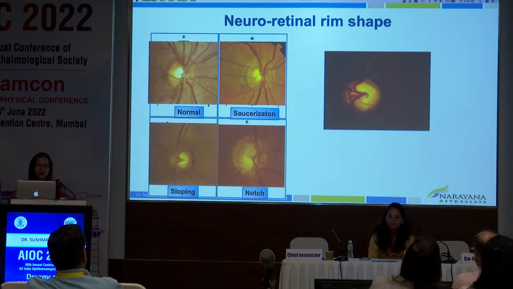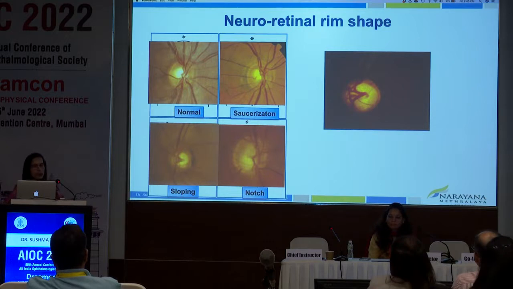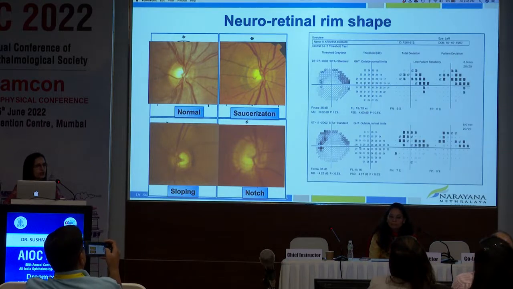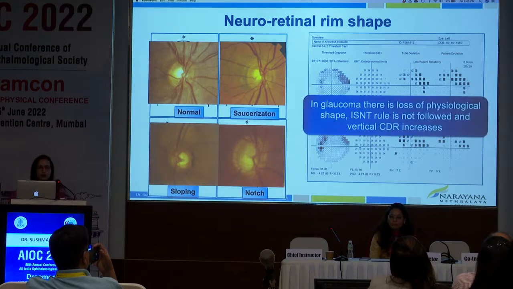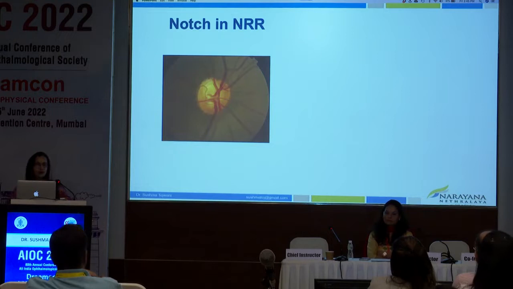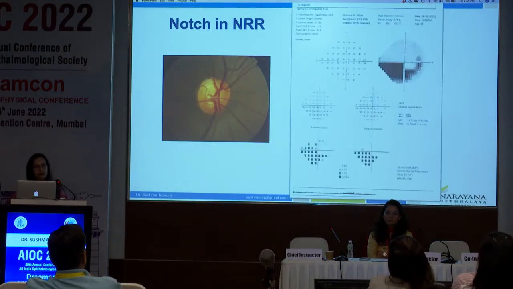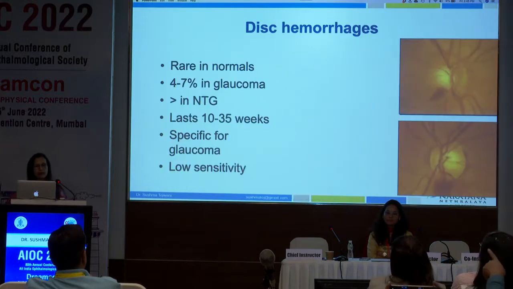So this is a clinical example of a large disc where you see the CD ratio being very high, but if you notice, the inferior rim is less than the superior rim, so we are having a loss or reversal of the ISNT rule, and that's what is shown on the perimetry also. You see a superior defect corresponding to the thin inferior rim. So in this particular example, there was loss of ISNT, there was increase in the CD ratio. That's how we picked up glaucoma. If you see a notch, like how you saw the excavation in the fourth diagram, you can see a corresponding field defect there.